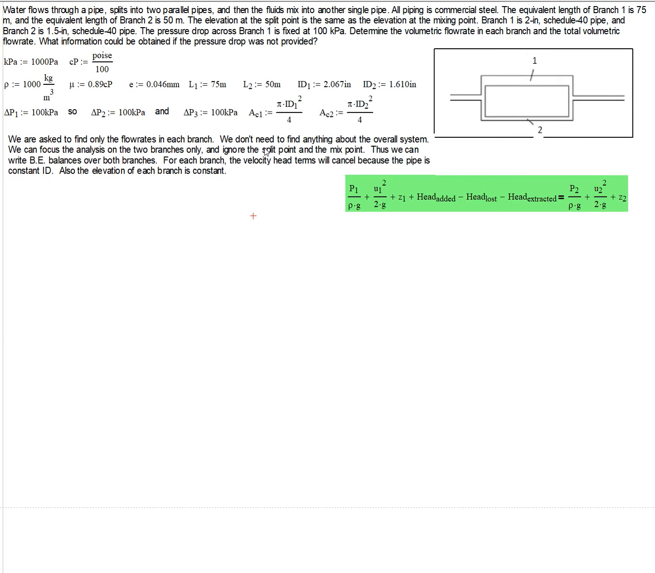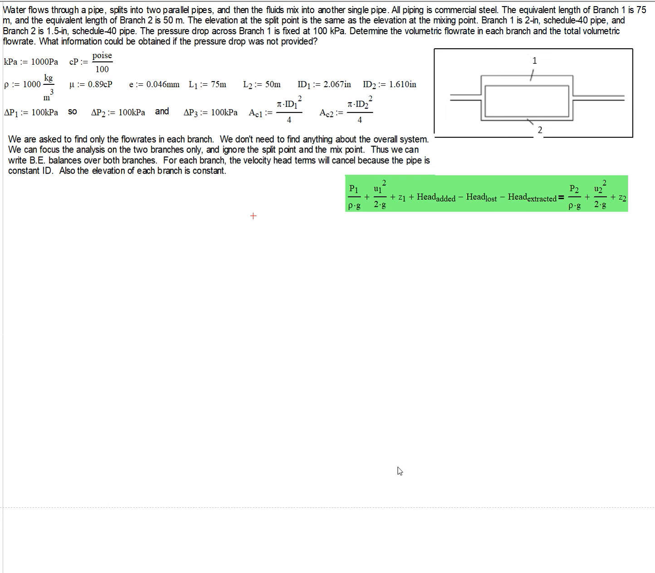In this problem, we've got water flowing through a splitter and then a mixer. So water flows through a pipe, splits into two parallel pipes, and then the fluids mix into another. We're told that all the pipe is commercial steel. The equivalent length of branch 1, which is the top pipe in this drawing, is 75 meters. The equivalent length of branch 2 is 50 meters.